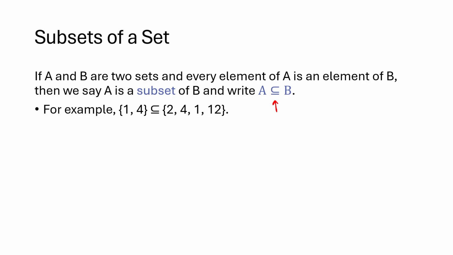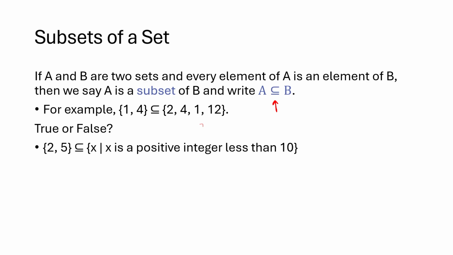Now here's an example. The set {1, 4} is a subset of the set {2, 4, 1, 12}. Now what makes this statement true? What we need to verify is that every element that belongs to the set on the left also belongs to the set on the right. So if we start from the first element, 1, does 1 belong to the second set? Yes, it does. How about 4? Yes, it does. So we verified that every element that belongs to the set on the left also belongs to the set on the right, and that's what makes this statement true.